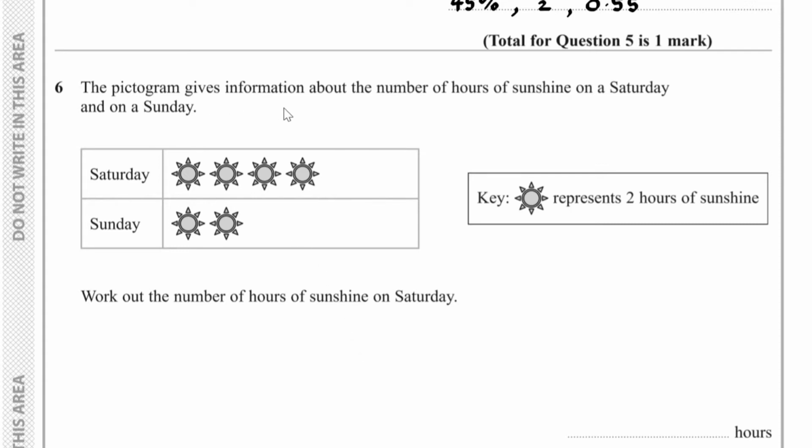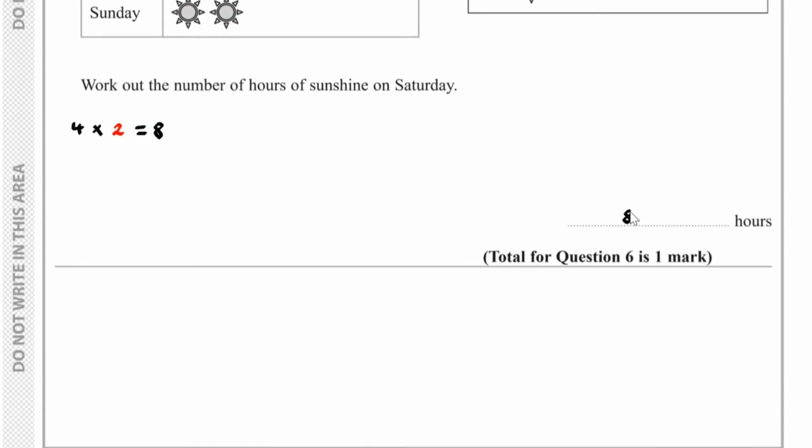Question number 6. The pictogram gives information about the number of hours of sunshine on a Saturday and on a Sunday. We've got this key. A full star represents 2 hours of sunshine. And what we have to do is work out the number of hours of sunshine on Saturday. Well, if each one of these stars represents 2 hours, we have 2, 2, 2, 2. We've got 4 multiplied by 2, which is equal to 8. So we have 8 hours.